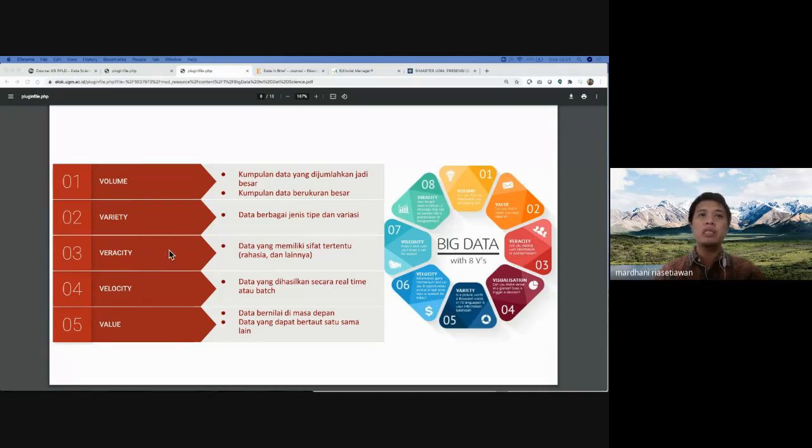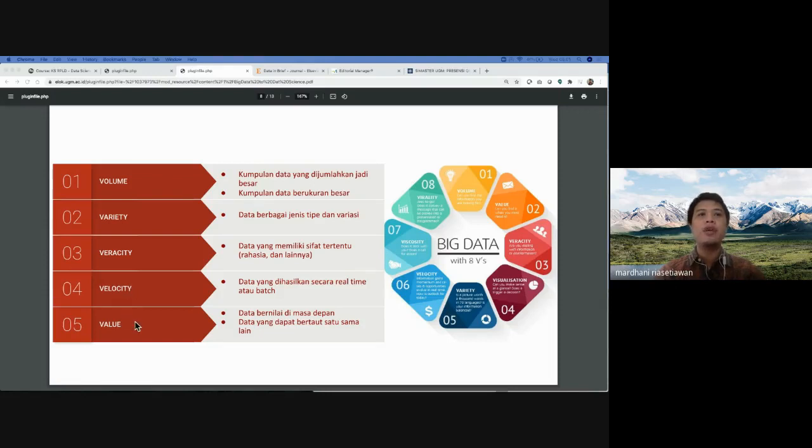This is the data that has some special characteristic. It can be confidential. It can be another way. And then velocity. This is data that can be produced in real time and processed that way. And then the value.